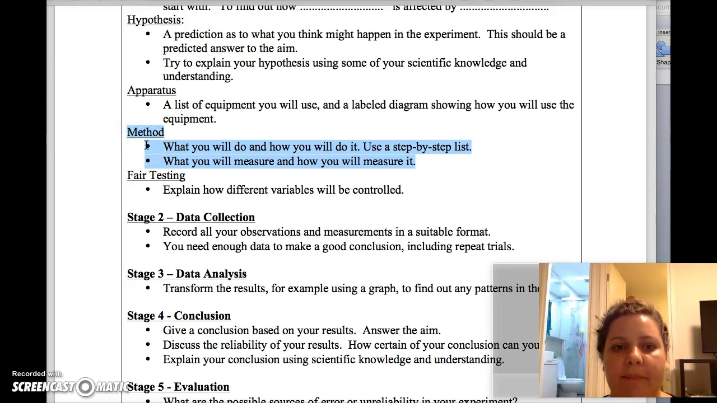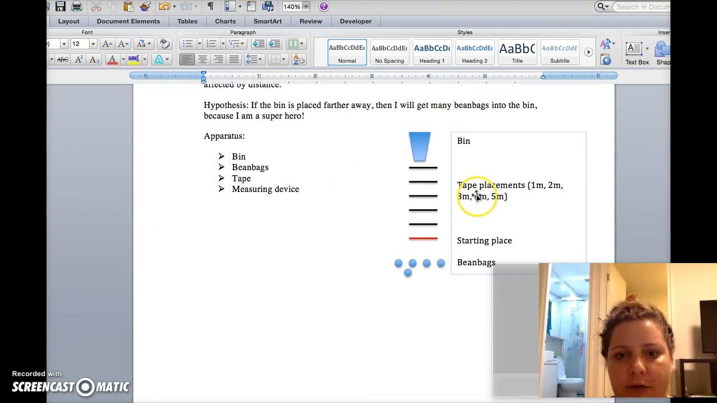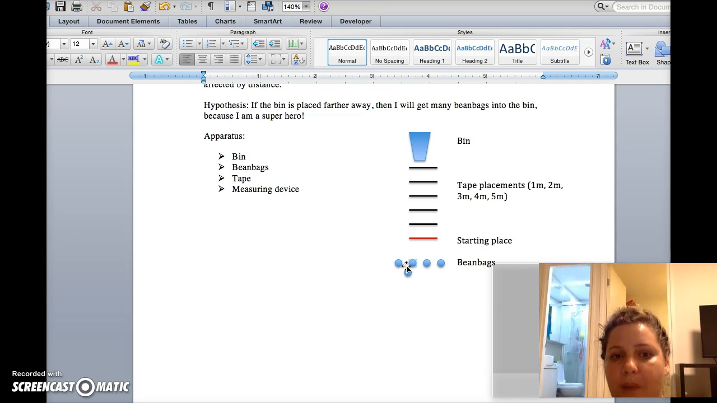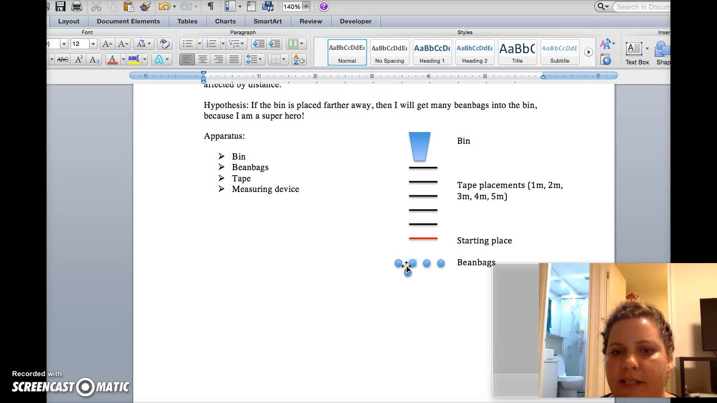It says the method. What will you do and how will you do it? Use a step-by-step list. So let's kind of talk about what we're going to do. All right, so we know that we need, first thing, a bin, bean bags, tape, and measuring device. And what we're going to do is tape a line for the starting place. Now, I have chosen to put my other measurements at 1 meter from the starting place, 2 meters from the starting place, 3, 4, and 5.